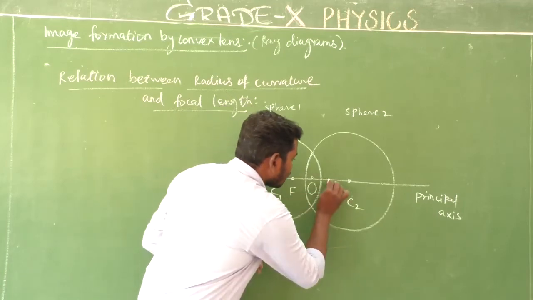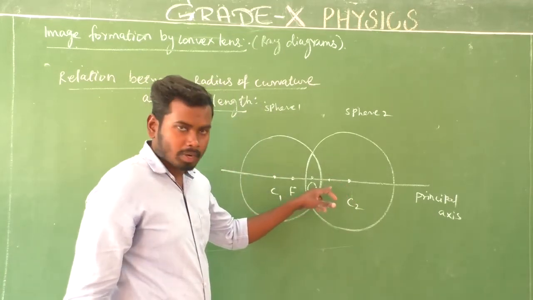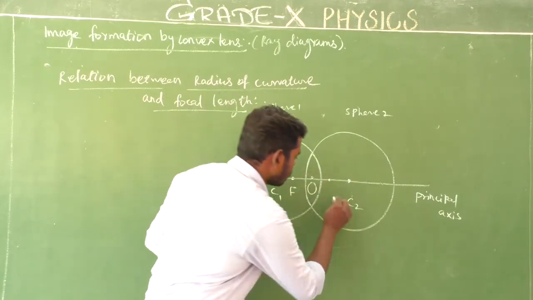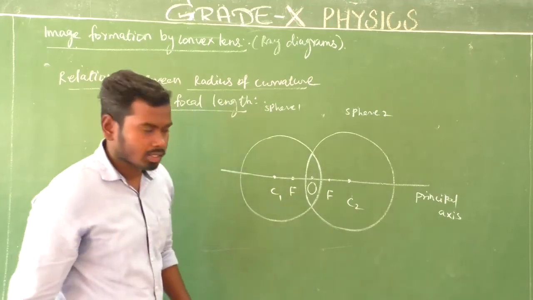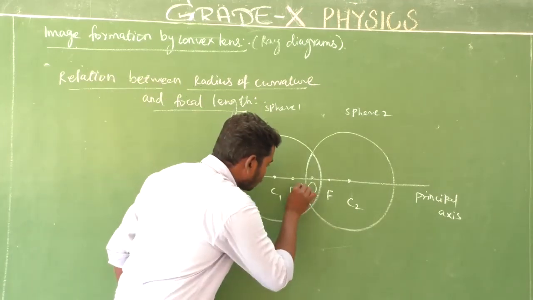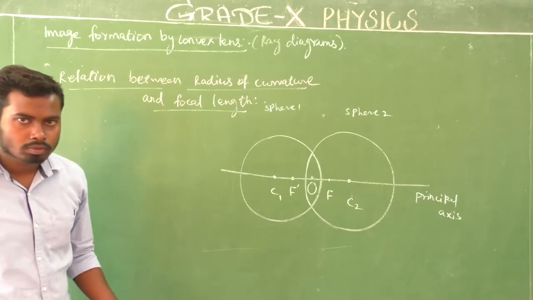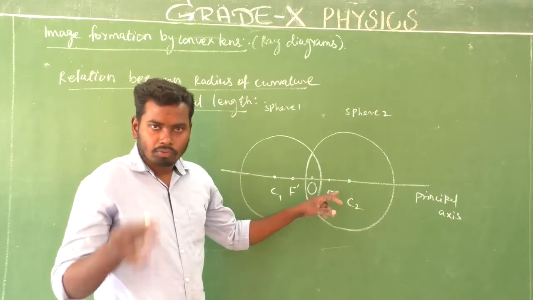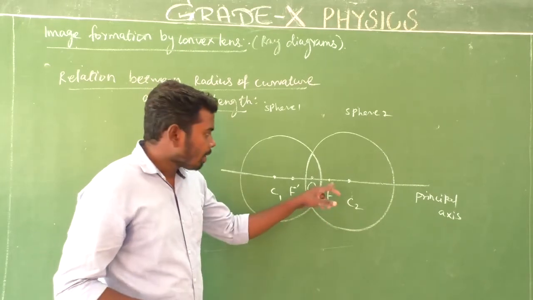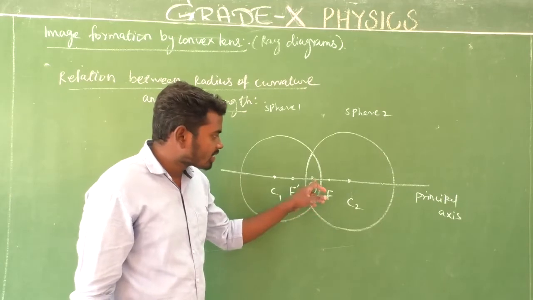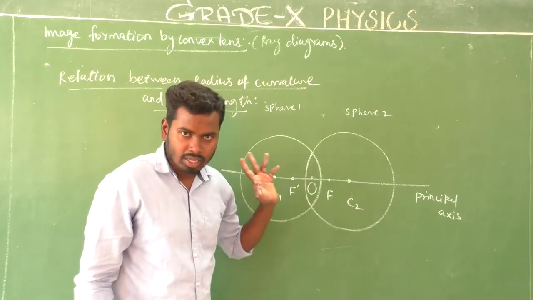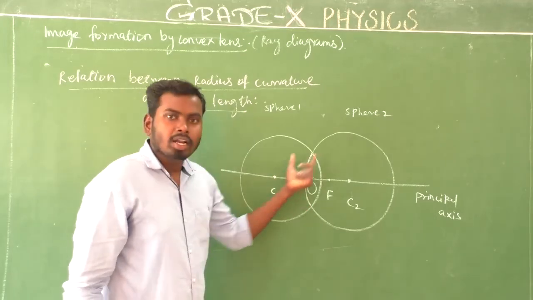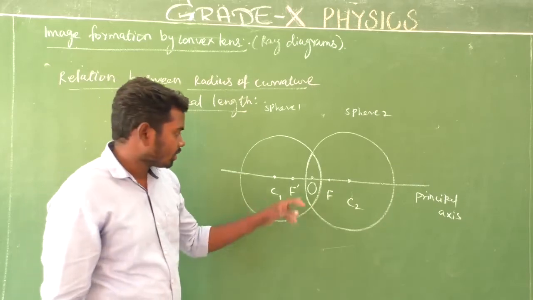Here also, the focus is present between O and the center of curvature. So this is the first focus and this is the second focus. Is there any doubt? No doubt. The focus is always located between the optical center and the center of curvature. This is for sphere 1, and for sphere 2 also.